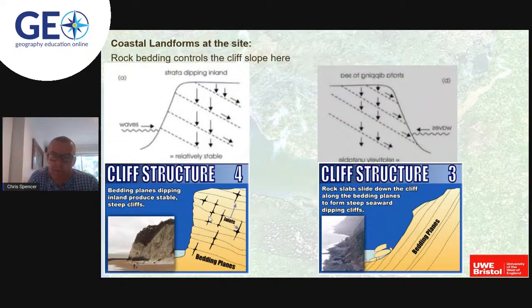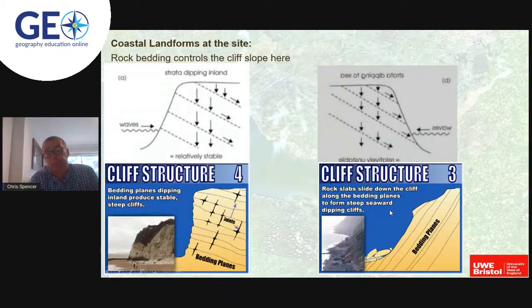Cartoons here sort of show the same. I couldn't flip the video in Cliff Structure 3 because it wouldn't let me flip the cartoon, but Cliff 4 shows us how the rocks dipping towards the land are very resistant. So it takes a lot of erosion here, a lot of abrasion and quarrying at the base of this cliff to develop a wave cut notch before eventually we might get a collapse. But it can support a vertical cliff.